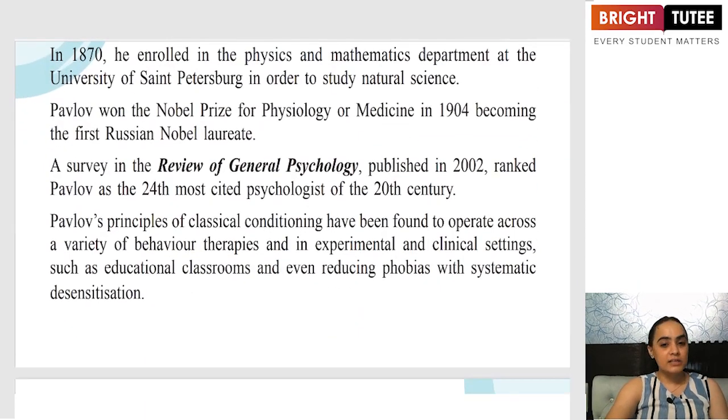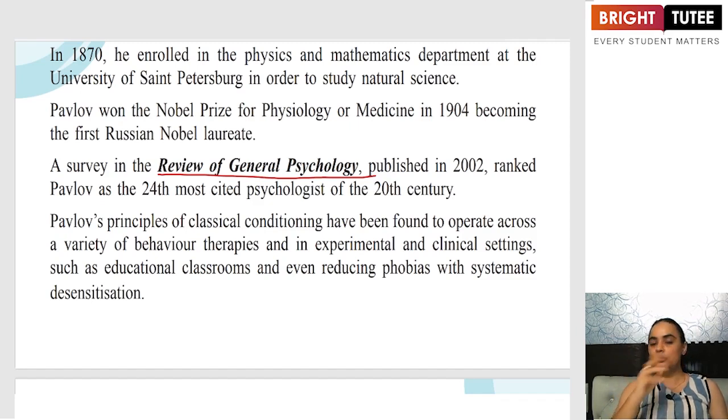In 1870, he got himself admitted in the physics and mathematics department at the University of St. Petersburg so that he could study natural science. He won the Nobel Prize for Physiology or Medicine in 1904, and he became the first Russian Nobel laureate. A survey in the Review of General Psychology, published in 2002, ranked Pavlov as the 24th most cited psychologist of the 20th century.